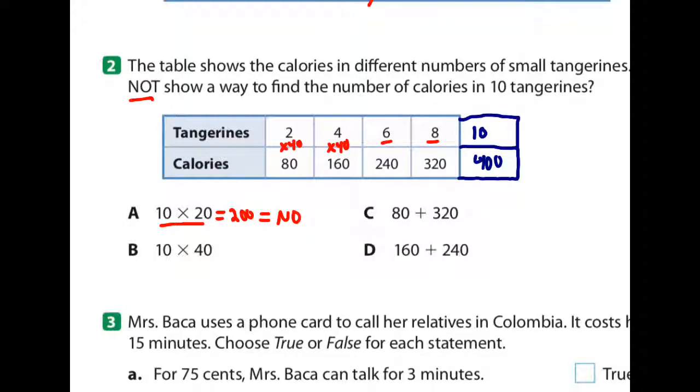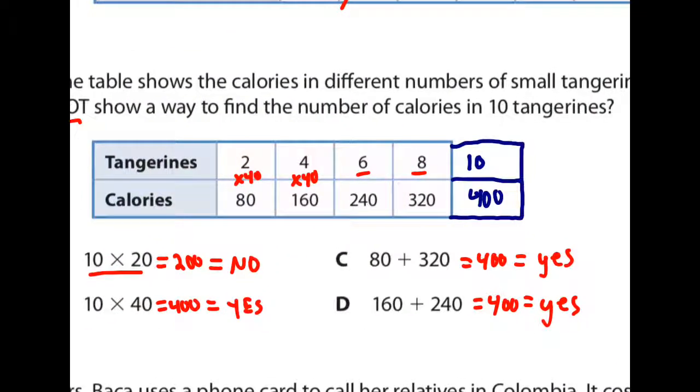Well, how about 10 times 40, which is 400? Yes, we know that would find the calories. And that's what we did here. 10 times 40 is 400, right? All right, so let's take a look at C. 80 plus 320. Well, guess what? That's 400. And that would be a big yes as well. And the last one, 160 plus 240 is also 400. So that would be a yes. And if you think about that, let's take a look at these 2 ratios. Notice that 4 tangerines plus 6 tangerines is 10 tangerines, right?